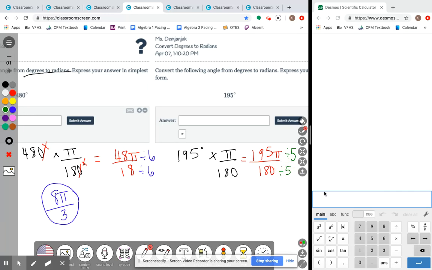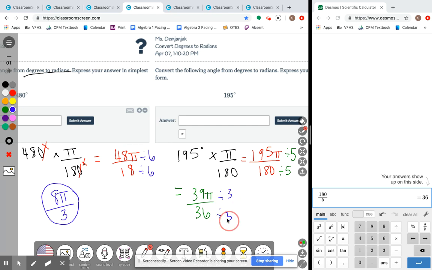I'm going to use my calculator to help me with this one, though. I'm going to do 195 divided by 5 in my decimals calculator. My numerator is 39 pi. And 180 divided by 5 is going to give me 36. My final step, 39 and 36, I can see are both divisible by 3. I'll get 13 pi over 12.